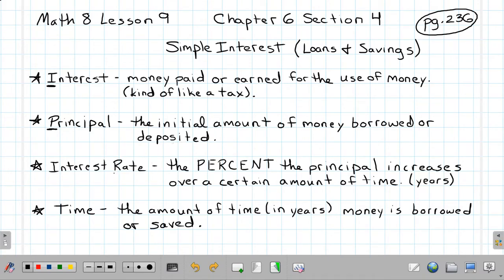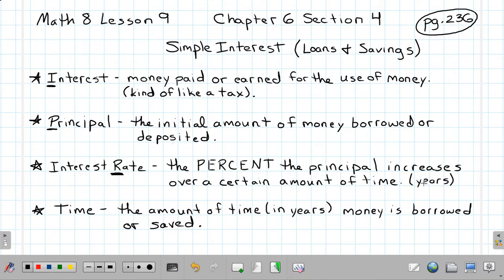The interest rate, notice here I'm underlining the R, not the I for interest, but the R for rate, okay? Interest rate is the percent, okay? So I've got it in capital letters here. That means it's important. It's the percent the principal increases, so we kind of have a percent increase, okay? The principal increases over a certain amount of time. And as you'll see here in just a second, I put beside of this years. Normally, we calculate time in years when we're talking about loans and savings accounts, okay?